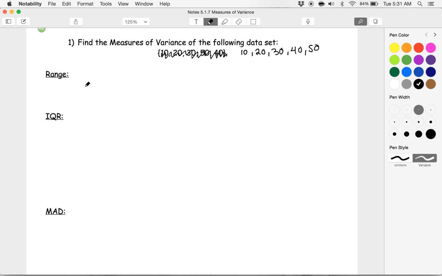So first I have range, which remember, range is my largest minus my smallest. So I'm going to do 50 minus 10. This is my largest minus my smallest. When I do this, I find out that my range will be equal to 40.